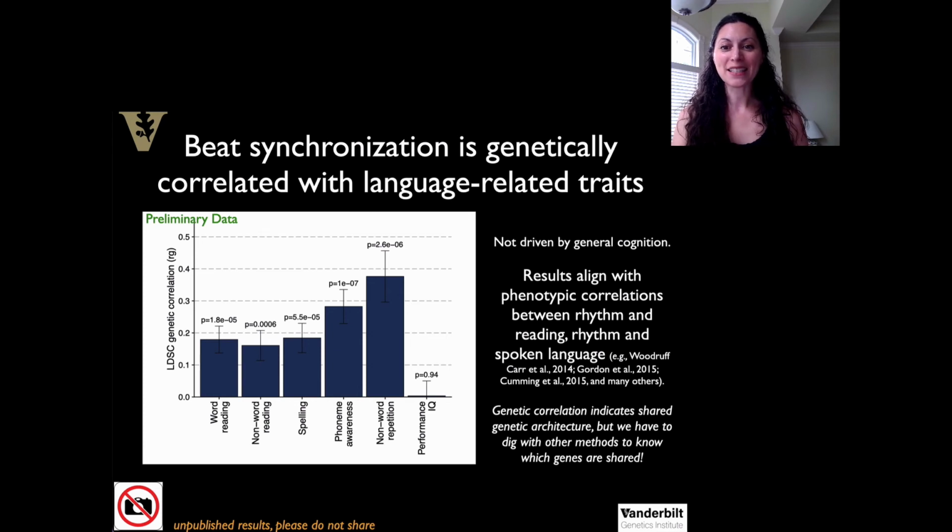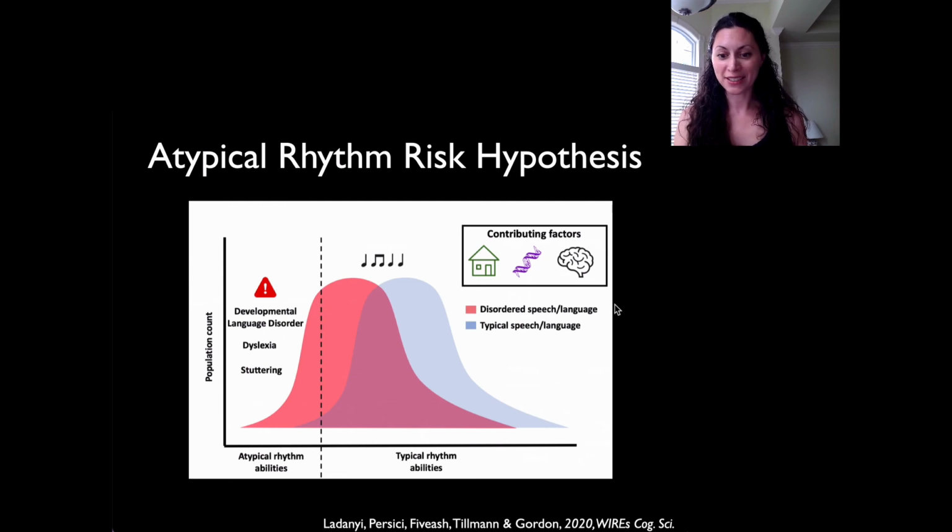So what's next? Well, genetic correlations indicate overall shared genetic architecture, but they don't tell us which loci overlap or what those genes do. So we'll need to dig in with other methods to know which genes are shared and what their functions are. Now remember, language skills exist on a continuum, so these studies will not only be interesting from a basic science perspective, but also focusing on the risk aspect. It becomes possible to think of atypical rhythm in terms of identifying risk factors for speech and language disorders.